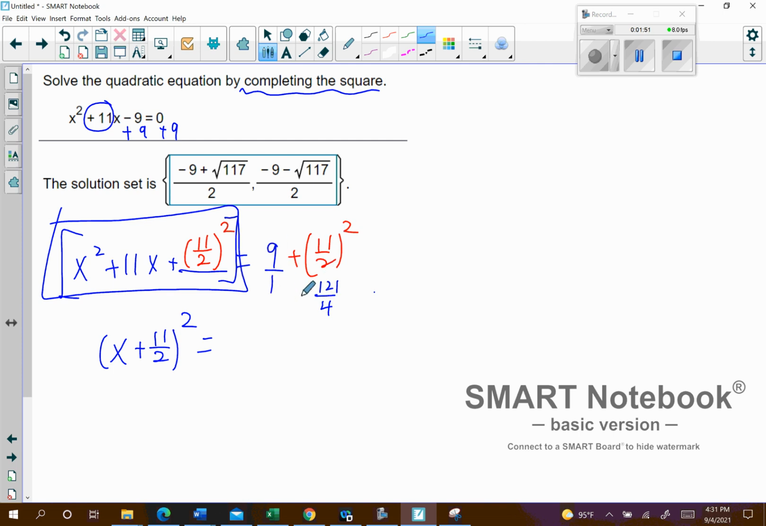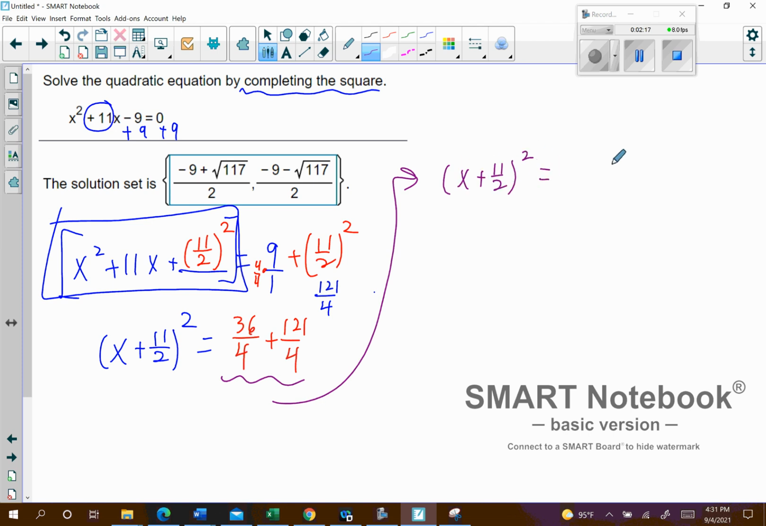So what I'm going to do is manipulate that 9. I'm going to multiply it by 4 over 4. In doing so, that'll turn this into 36 over 4. It's the same thing as 9, right? 36 divided by 4 is still 9. But what that does is it gives me my common denominator so that now I can go ahead and add those together. So I still have x plus 11 over 2 squared. And on the right side, now I'm going to have 157 over 4.